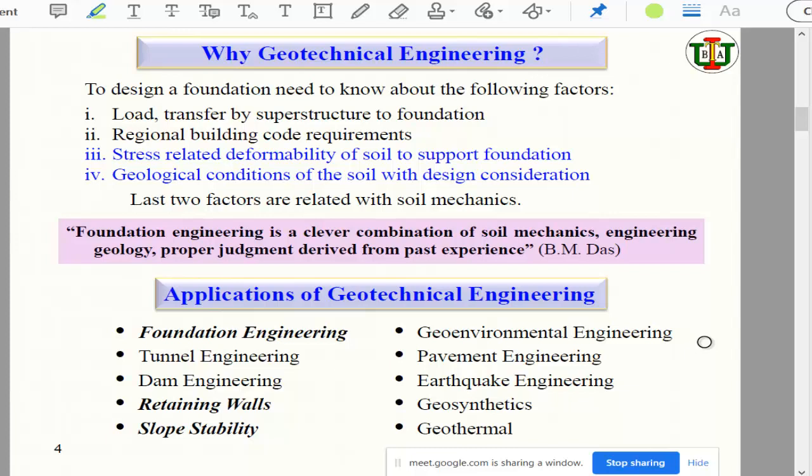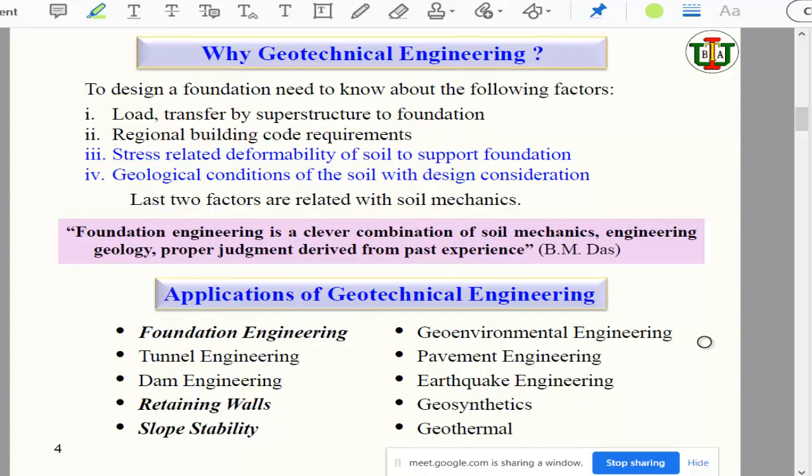So due to this stress, soil has a tendency to deform. It might settle down, it might fail in shear, right? So there are several phenomena that can happen. We just need to know this scenario, that is the deformability of soil, how it's going to deform due to the load. Stress is indirectly considered, coming from the load application, right?